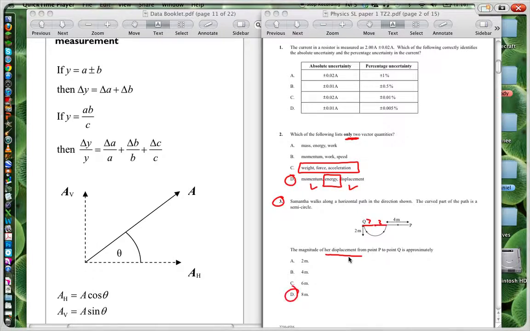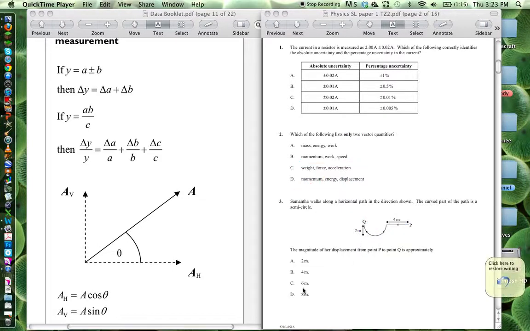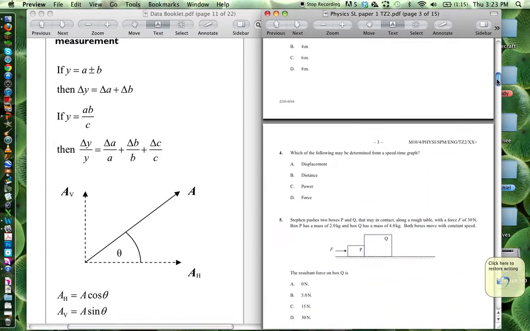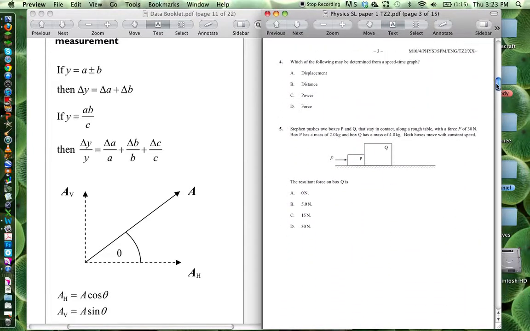If they ask for distance, if they said what the distance would be, then you would have to have calculated that half circumference of that circle and put that in like that. Alright, so your answer is D there. Good, let's move down here to these questions.